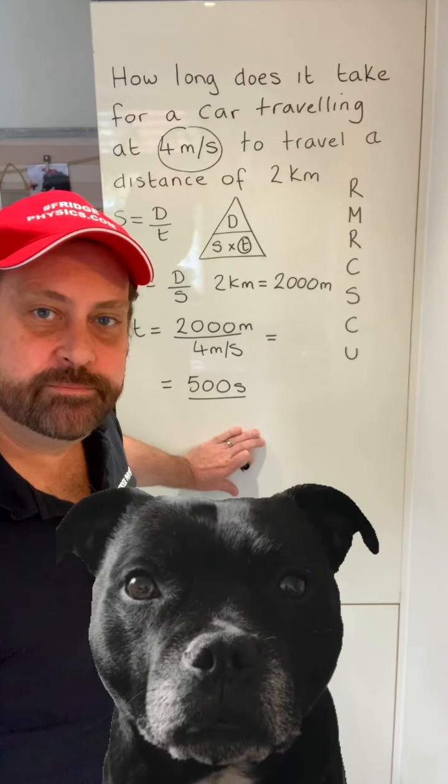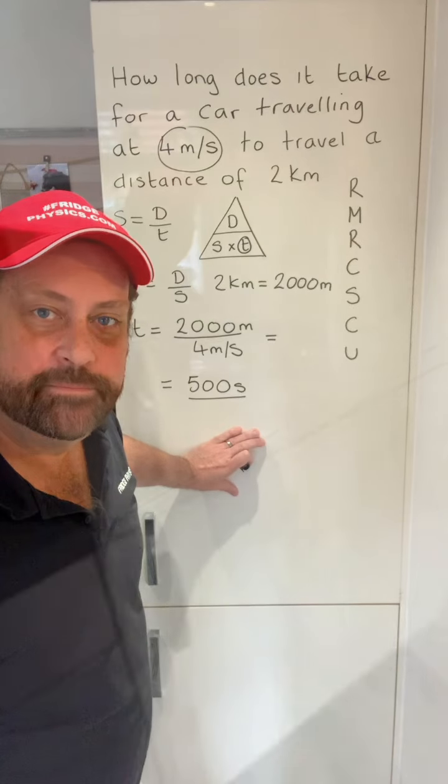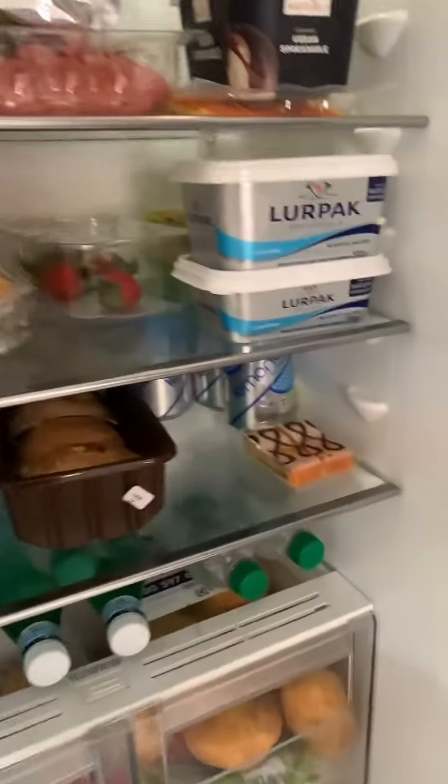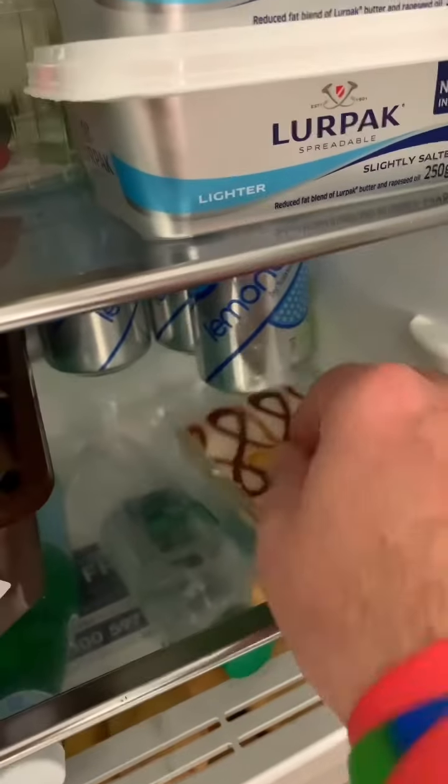What's in the fridge? What's in the fridge? Oh, let's see what is in the fridge then for Millie. What have we got? Looks quite full. Cherry bake. Looks like a cherry bake.